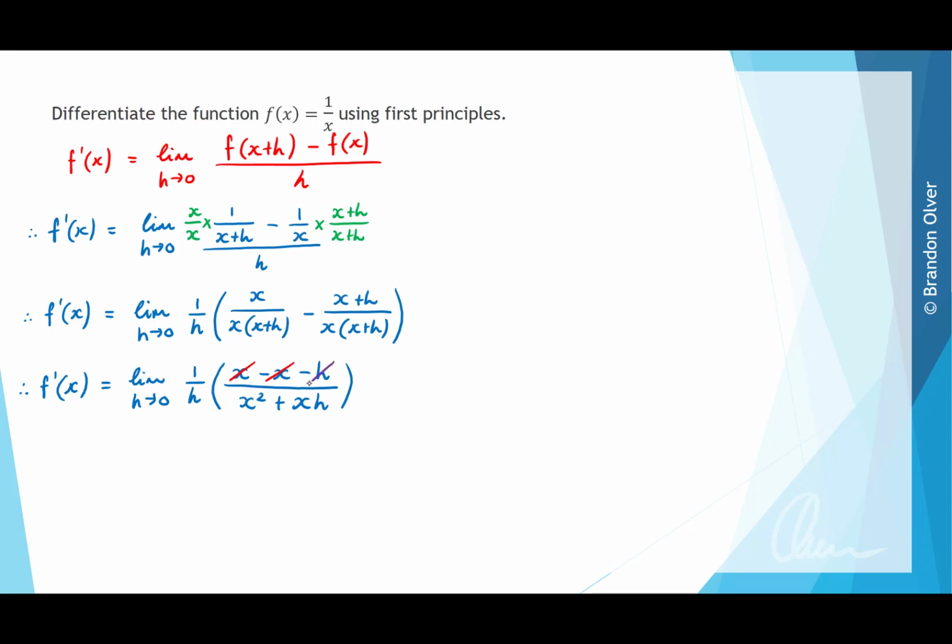And in addition to that, we'll have this h on the numerator and this h down here being able to cancel. Therefore, our derivative f'(x) is going to equal the limit as h approaches 0 of negative 1 divided by x squared plus xh. And now we can evaluate this limit by substituting h equals 0 into this fraction, and that is going to equal negative 1 divided by x squared plus 0, which is just x squared. Therefore, we find that f'(x), the derivative of f(x), is equal to negative 1 divided by x squared for this question.